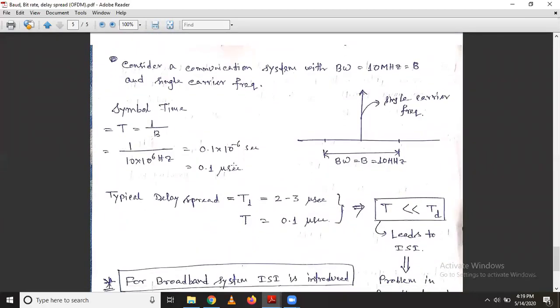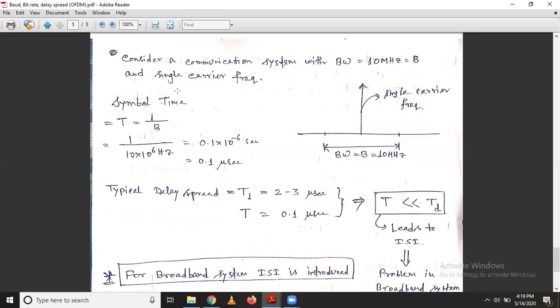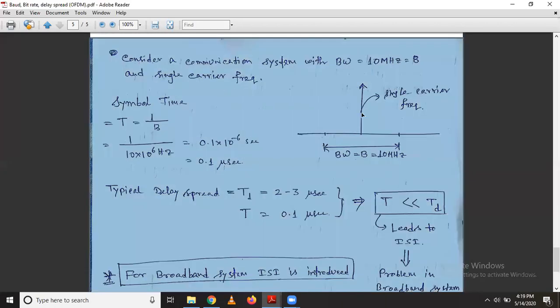Now, consider a communication system with bandwidth, suppose 10 megahertz, denoted by B. Some single carrier frequency is there. Some particular spectrum will be there, suppose this kind of spectrum may be there. So what is the symbol time? Symbol time is nothing but 1 by B. You put the value of B, that is 10 megahertz, and you will get 0.1 microsecond. So this is the symbol time.